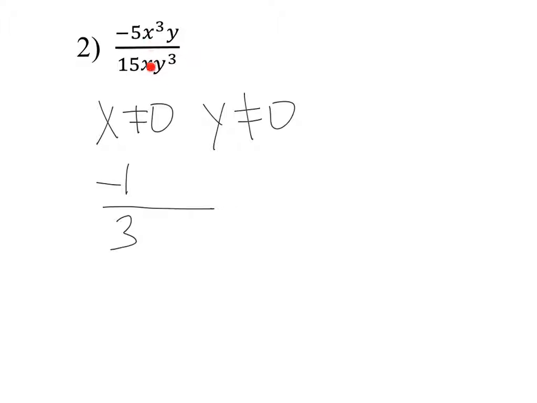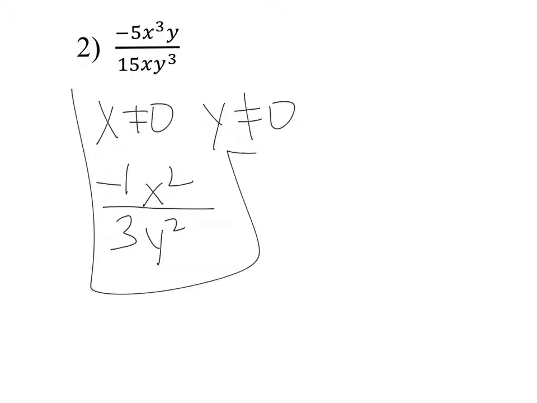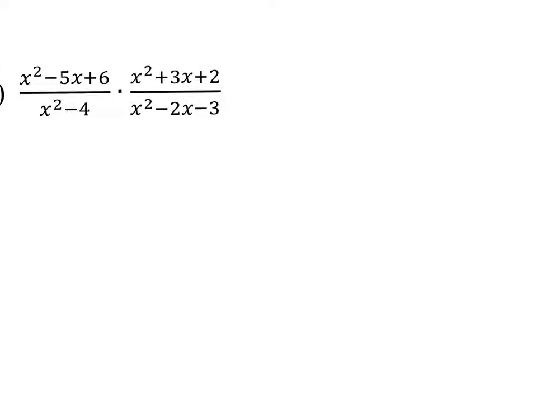Second thing I look at is my x's. There's more x's on top, so I'm going to subtract the 1x on bottom, so it would be x squared on top. My y's, there's more y's on bottom, so it's going to end up on the bottom. I subtract my exponents. That's my answer. Bing, bada, boom.